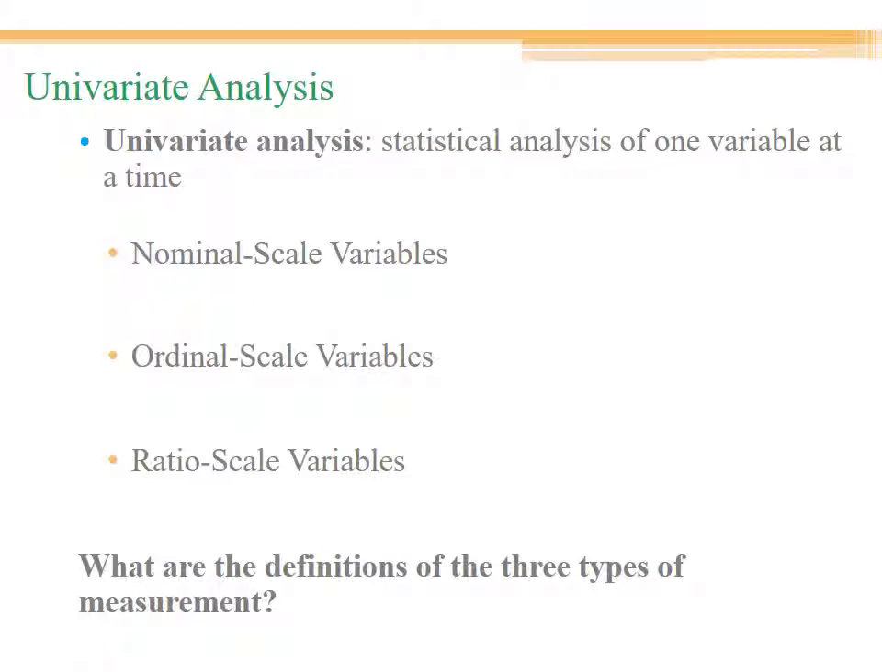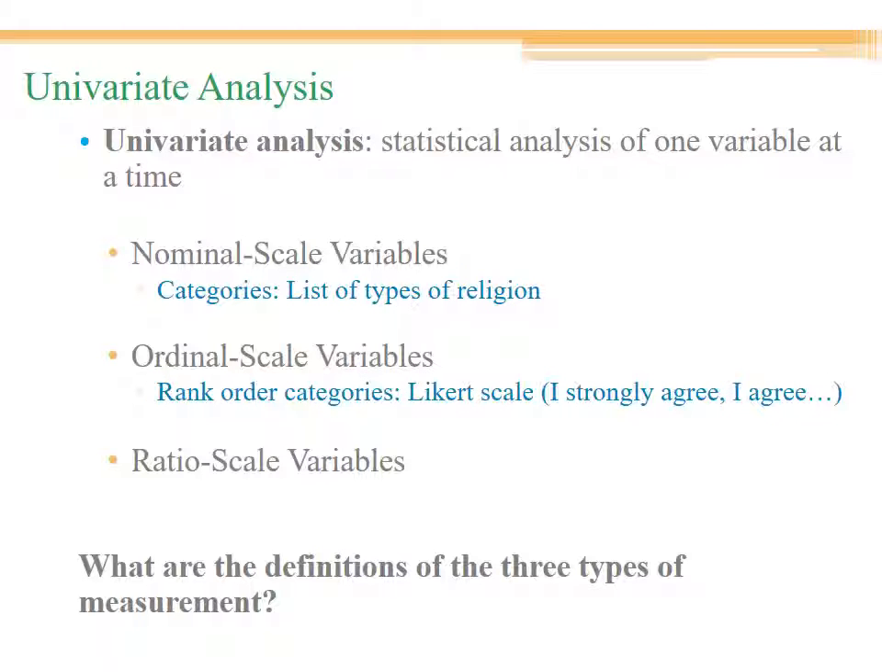Pause the presentation and see if you remember the definition of these three types of measurement. Let's take a look at nominal first. Nominal levels of measurement are categories. They're represented in categories. So for example, a list of religious options. Ordinal scale are variables that are represented in rank order list of categories. So they're also a category, but they are in rank order. So for example, a Likert scale asking how much you agree on a particular issue. Ratio are variables that are represented as numbers, for example, income.